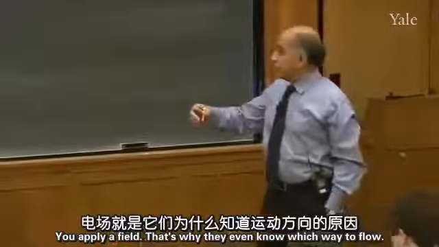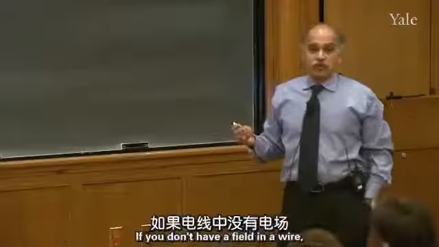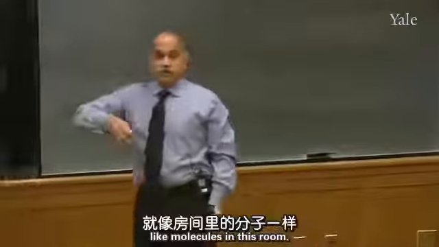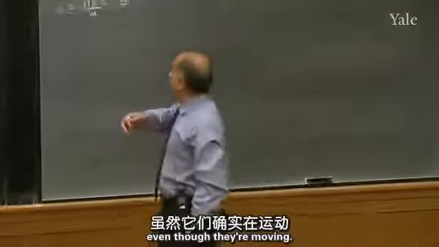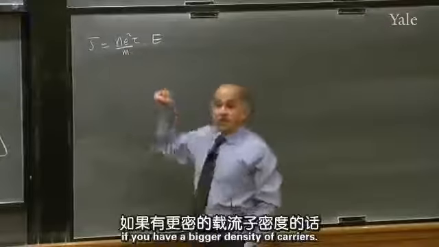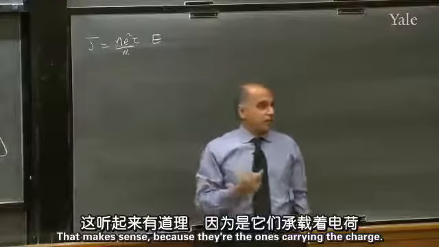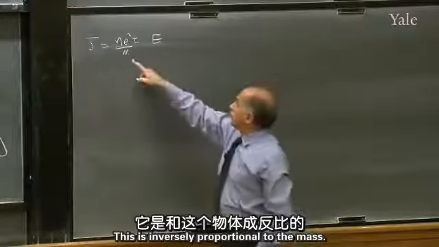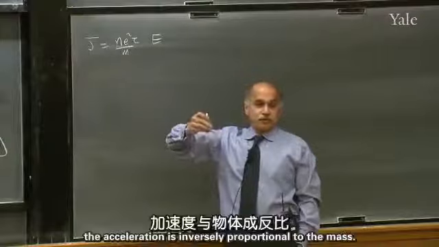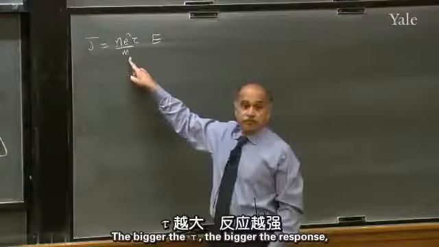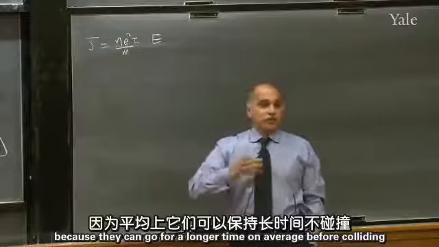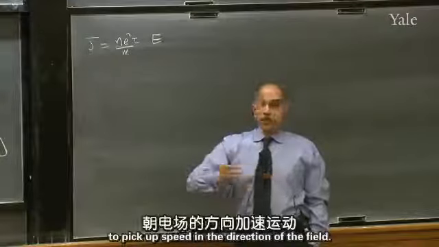You apply a field. That's why they even know which way to flow. If you don't have a field in a wire, the current doesn't know which way to flow. There's random motion, not going anywhere, like molecules in this room. They're not going anywhere in particular, even though they're moving. You're saying that the current you're going to get per unit area is bigger if you have a bigger density of carriers. That makes sense, because they're the ones carrying the charge. It is inversely proportional to the mass. You can understand why. Whatever force the electric field produces, the acceleration is inversely proportional to the mass. The bigger the tau, the bigger the response, because they can go for a longer time on average before colliding. Therefore, they have more time to pick up speed in the direction of the field.